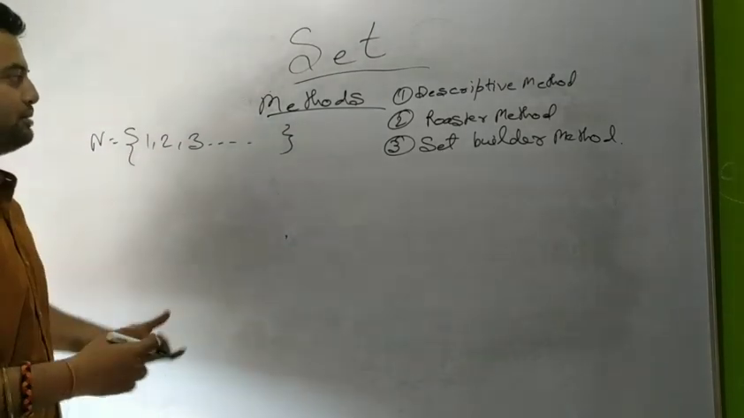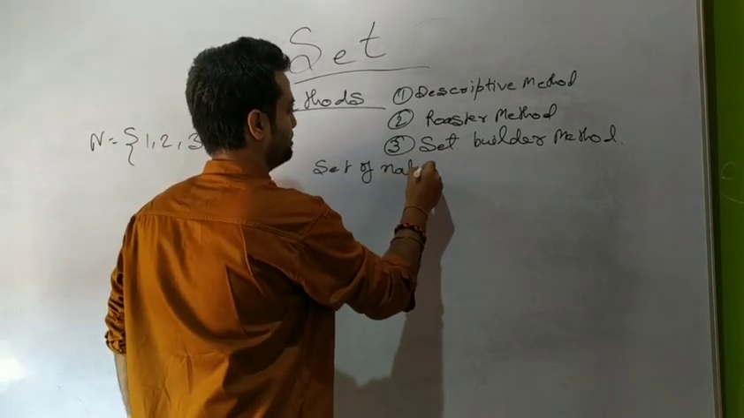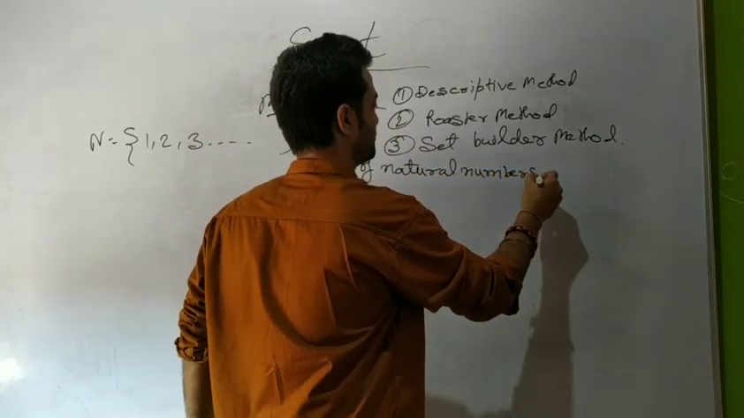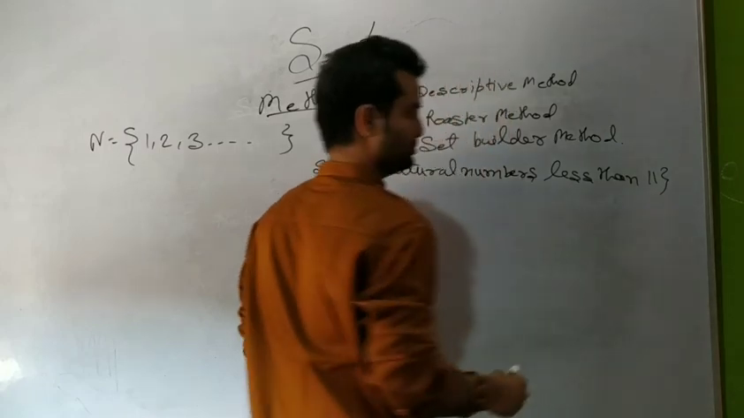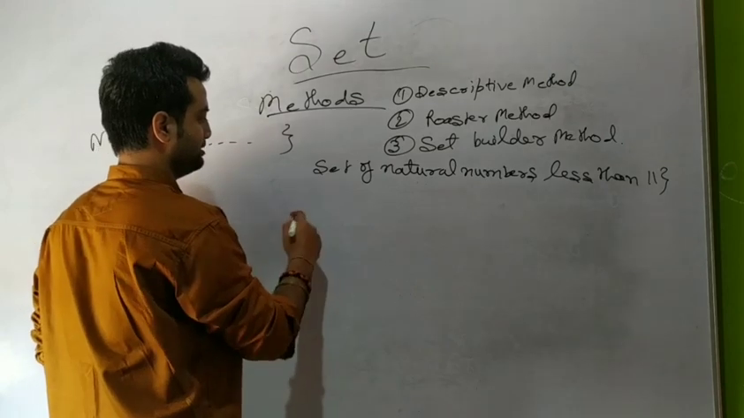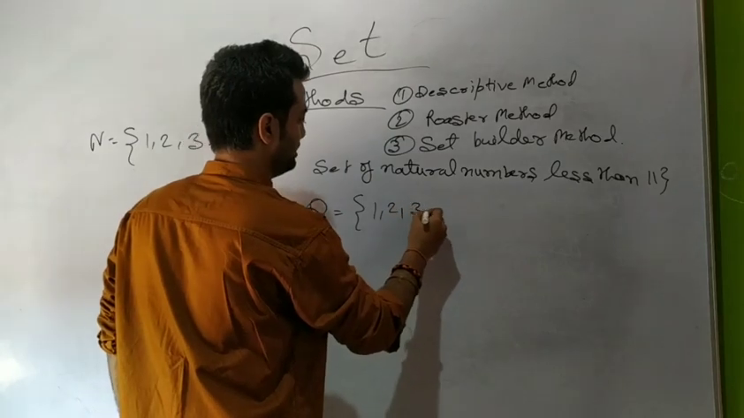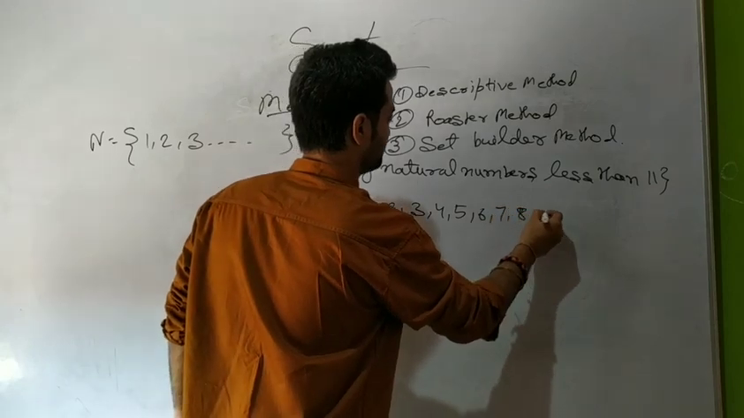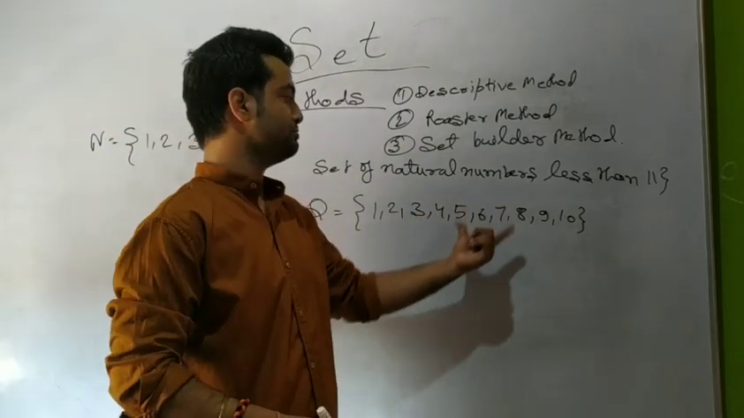Now when I am talking about the set of natural numbers less than 11, how many natural numbers are there? Suppose I am representing it by the letter Q. So these are 1, 2, 3, 4, 5, 6, 7, 8, 9, 10. So this is the set of natural numbers less than 11.